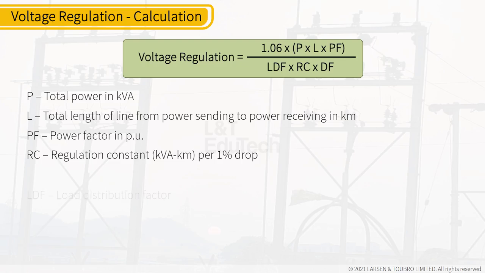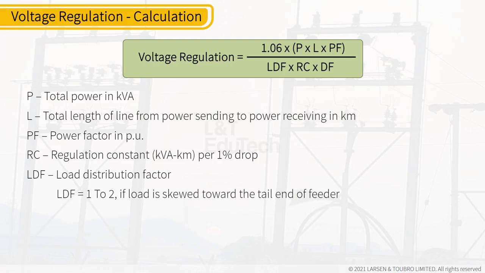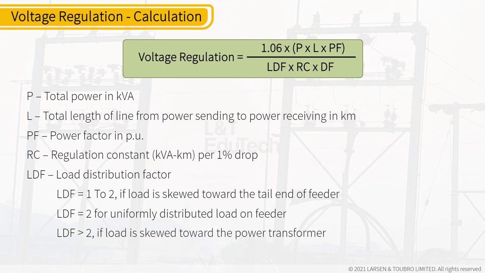LDF is the load distribution factor where LDF is equal to 1 to 2 if load is skewed towards the tail end of the feeder, LDF is equal to 2 for uniformly distributed load on feeder, LDF is greater than 2 if load is skewed towards the power transformer. DF is the diversity factor in per unit.